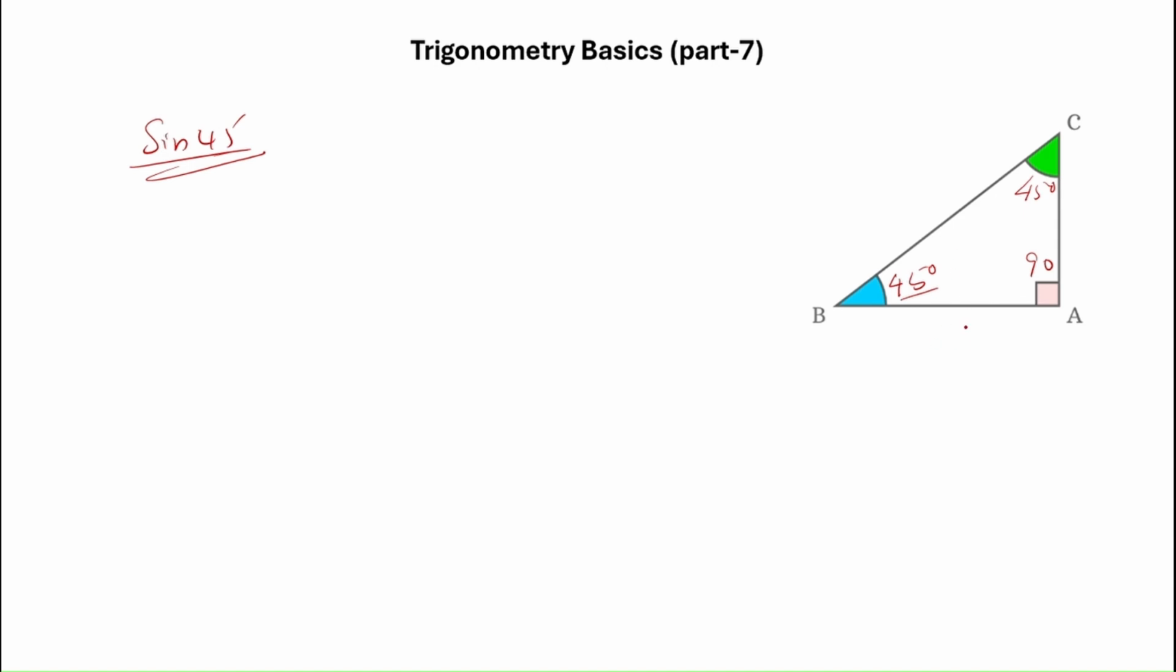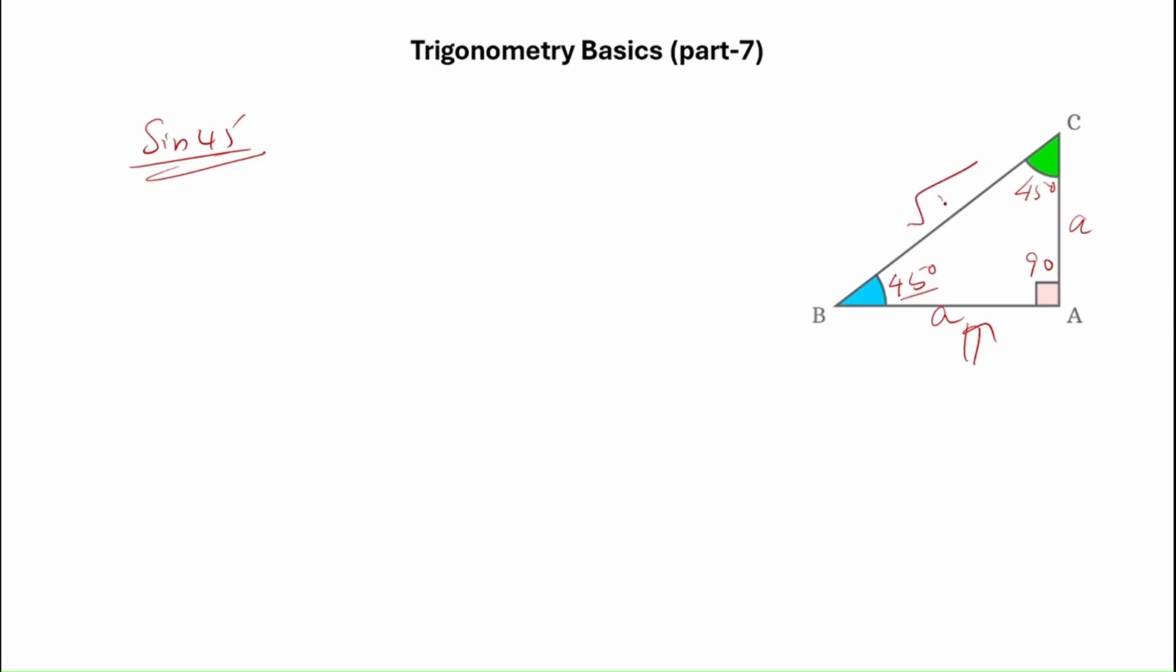Now look at the triangle. For this triangle, one angle is 90 because trigonometry deals with right angle triangles. One angle I consider 45, so the second angle becomes 45. Now it becomes an isosceles triangle. Equal angles have equal opposite sides. Let us consider this side is a, and this is also a.